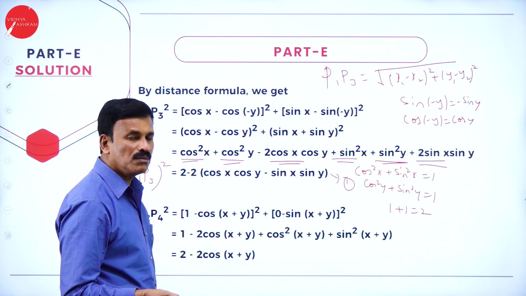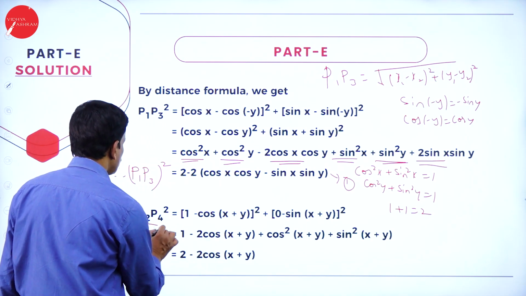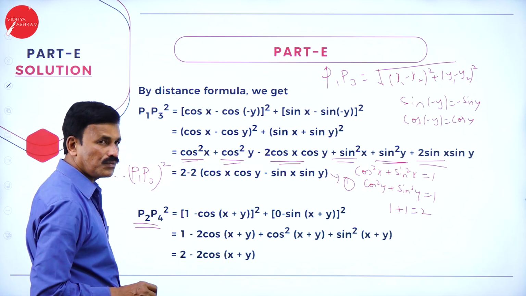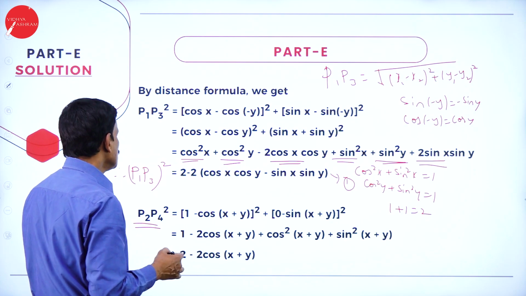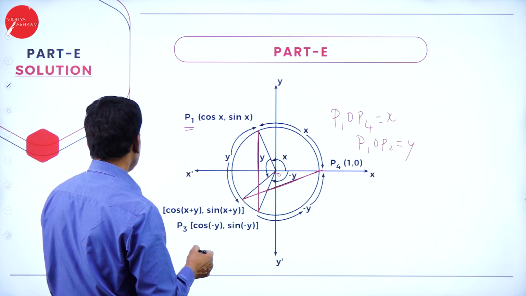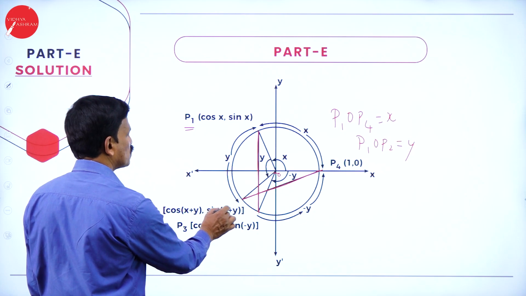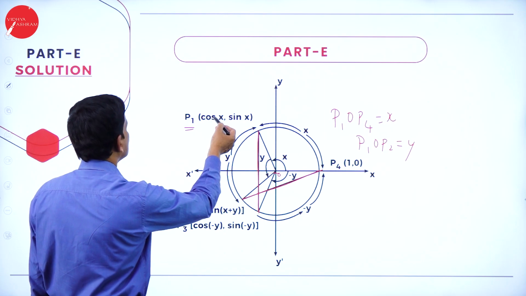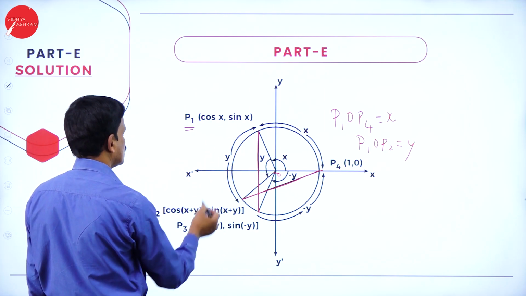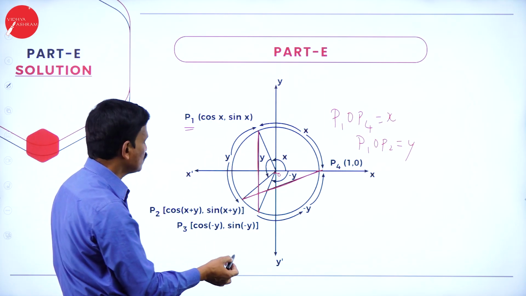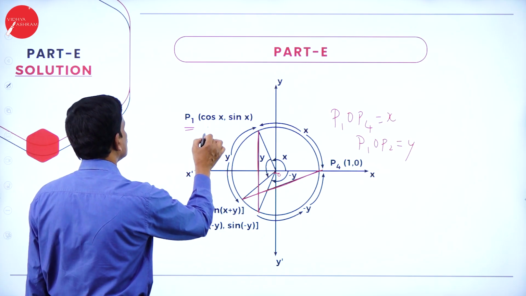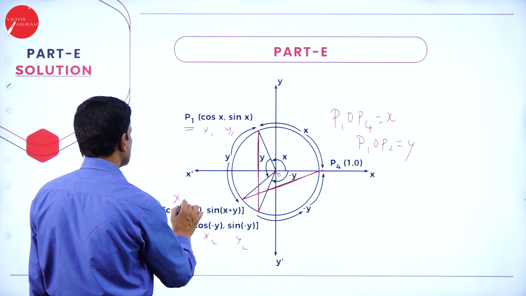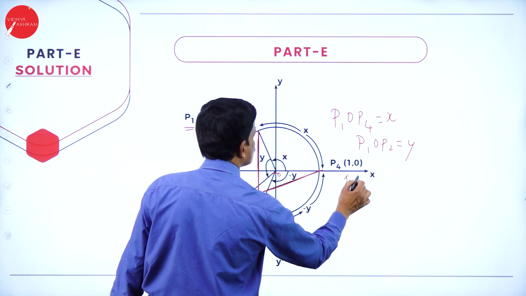Now similarly, find the value of P2P4 whole square. Just apply the distance formula for P2 and P4. P2 is (cos(x+y), sin(x+y)) and P4 is (1, 0). Here, this is x1, y1 and this is x2, y2.